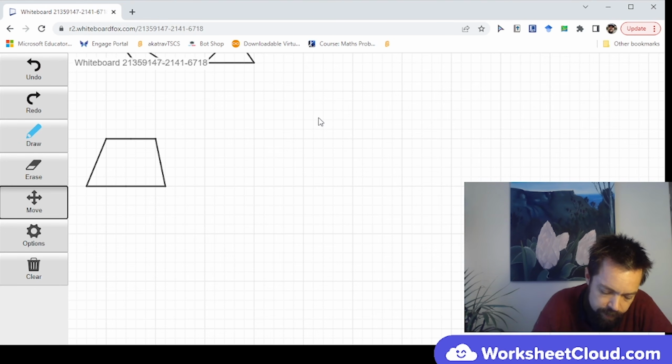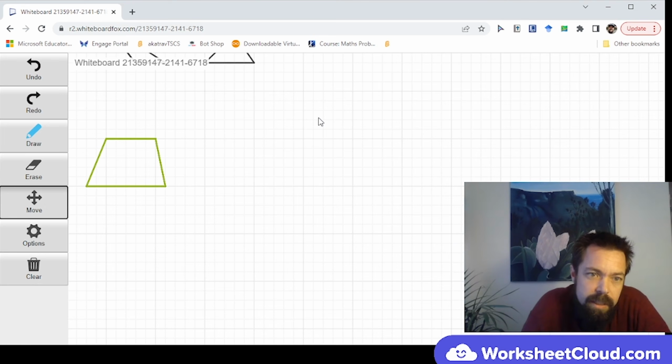While you're thinking about it, I'm going to change colors because I like to do each section in a different color. All right, if you guessed correctly, you would have guessed trapezium. We have one pair of sides that's parallel. Okay, how about this one here?